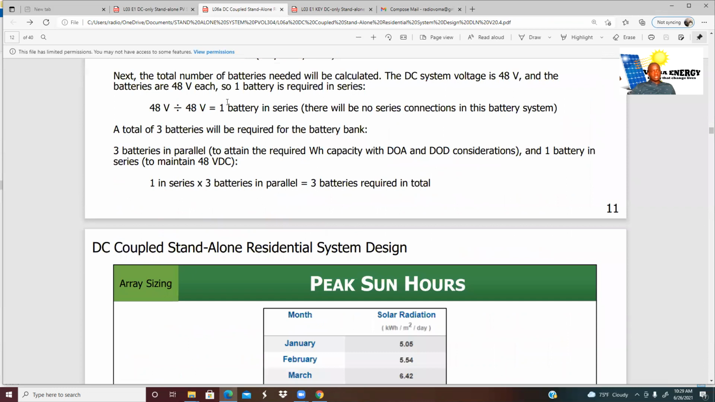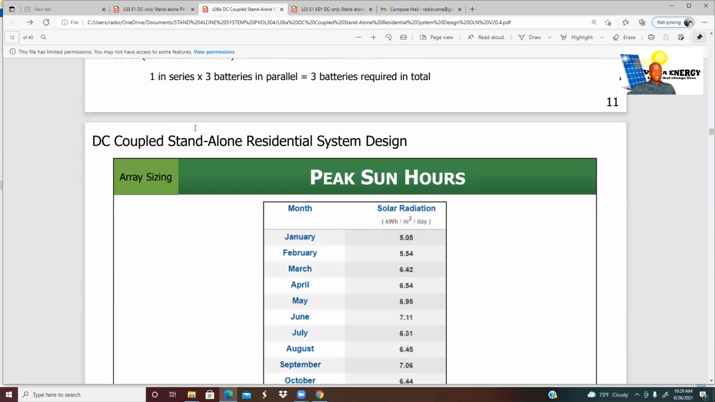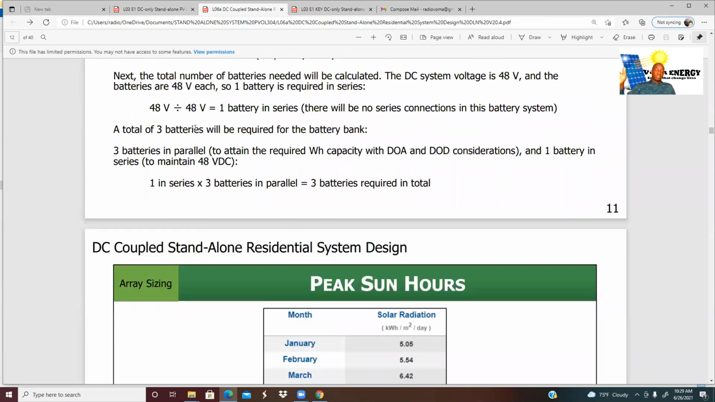The voltage of the system is 48 volt, and the battery voltage is 48 volt because it's a lithium-ion battery. The battery voltage and the system voltage have to match. If you're using a lead acid battery, you can pair the batteries in series to increase the voltage to get the required voltage for your system. But for lithium ion, you cannot do that. You cannot pair them in series.